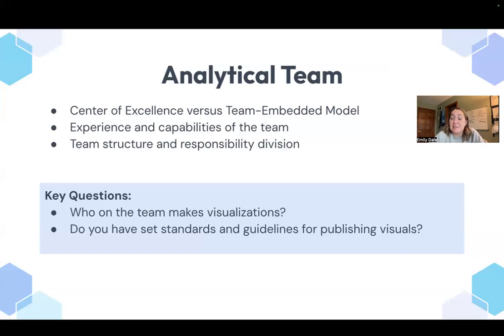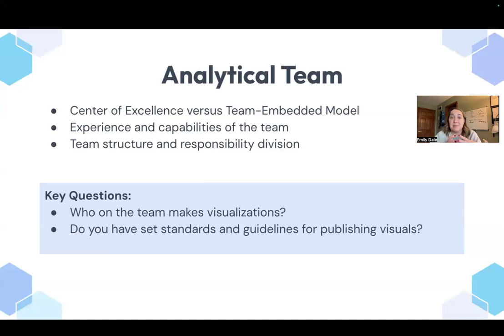The other kind of things to keep in mind here, experience and capabilities of your team. So again, depending on what kind of team you have, do you all look at the same types of work? And that goes into team structure and responsibilities. Who makes, and I'm going to just keep going, I'm going into key visualization questions as I chat. Who on the team makes visualizations? So is it a team that everyone does analytics and you just do whatever type of analytics fits your project? Do you have someone on the team that does all the SQL, and then you've got a predictive model person, and then you've got a visualization person?